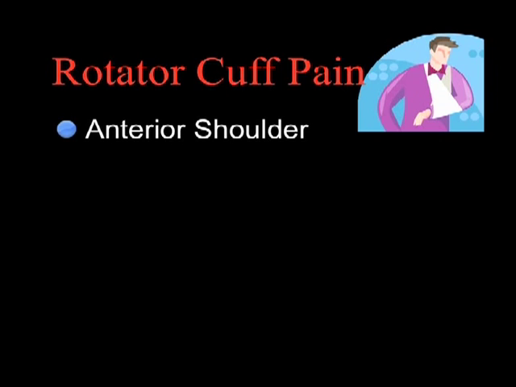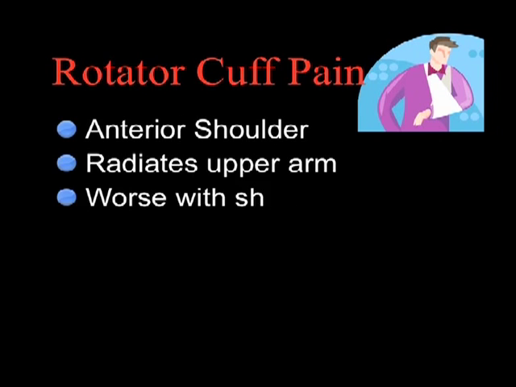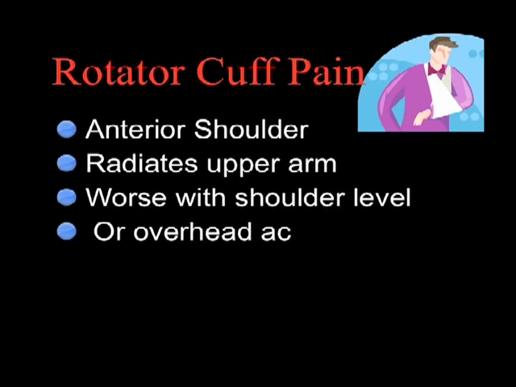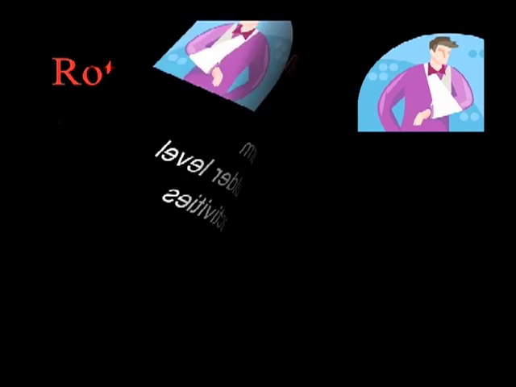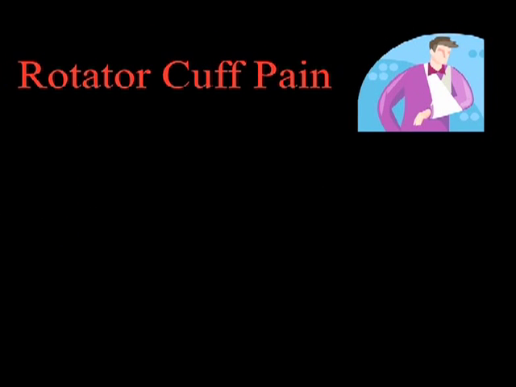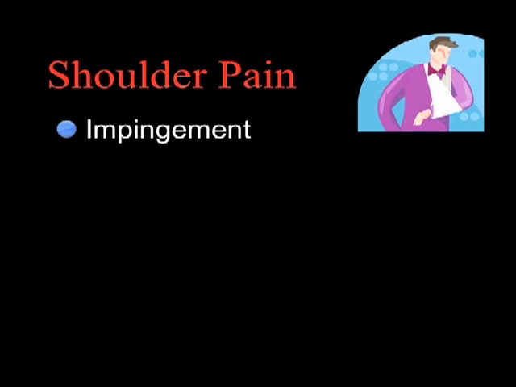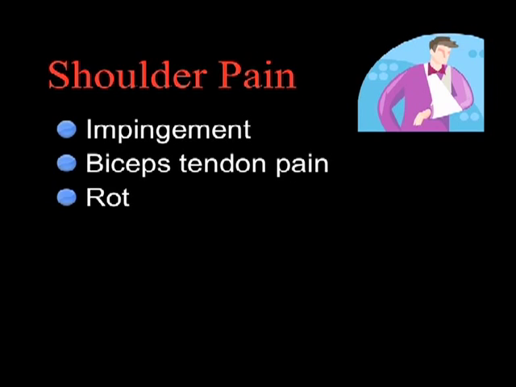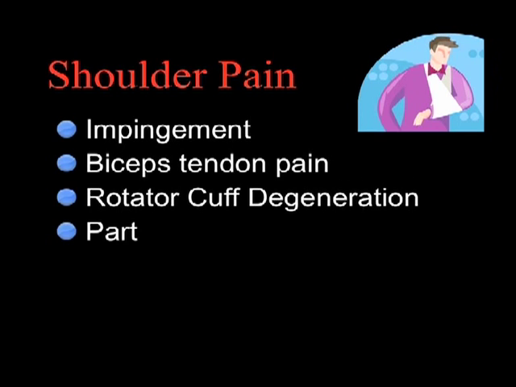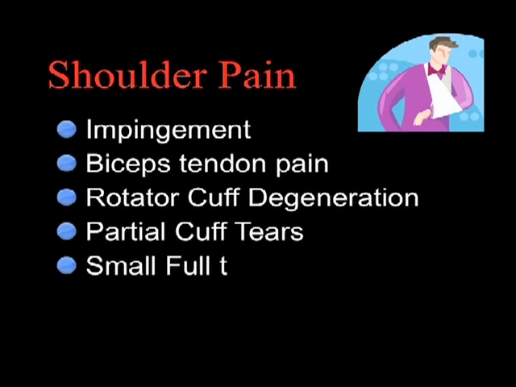The process of impingement ultimately results in rotator cuff pain, which is characterized as anterior shoulder pain which radiates into the upper arm and is generally aggravated by shoulder level or overhead activity. Rotator cuff pain, however, is not specific to impingement, but indistinguishable from pain secondary, for instance, to biceps tendon injury, primary cuff degeneration, and partial or even small full-thickness cuff tears.